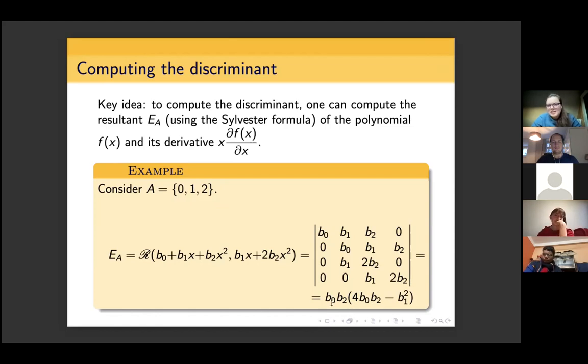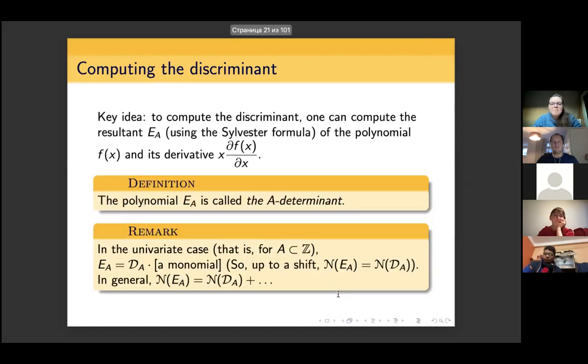Something that actually doesn't have much to do with the discriminant, because vanishing of B0 would mean that there is just a root outside of the algebraic torus, and vanishing of B2 would mean that your polynomial stopped being quadratic. But nevertheless, a polynomial obtained this way, which is, as I said again, substituting a polynomial together with its partial derivatives into the sparse resultant, has a special name, and it's called the A-discriminant.